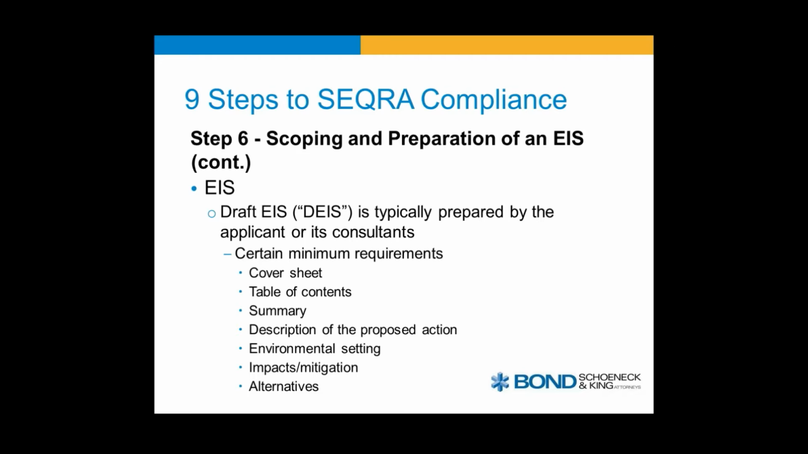So an EIS has certain minimum requirements in terms of what needs to be in that document. There needs to be a cover sheet, a table of contents, some type of executive summary providing an overview, a description of the proposed action, the environmental setting, and then an analysis of all of the potential impacts, whether or not there's any mitigation, and an exploration of alternatives. Typically, also in an EIS, you're going to want to look at reasonably related short-term and long-term impacts, cumulative impacts, unavoidable impacts, any irreversible and irretrievable commitments of environmental resources that would be associated with the proposed action, and any growth-inducing aspects of the proposed action.